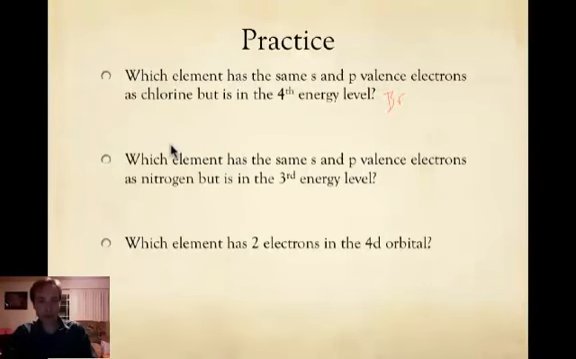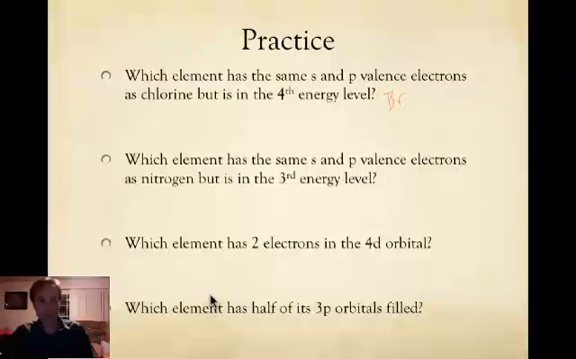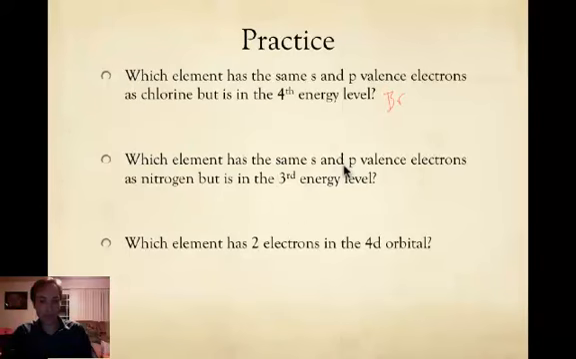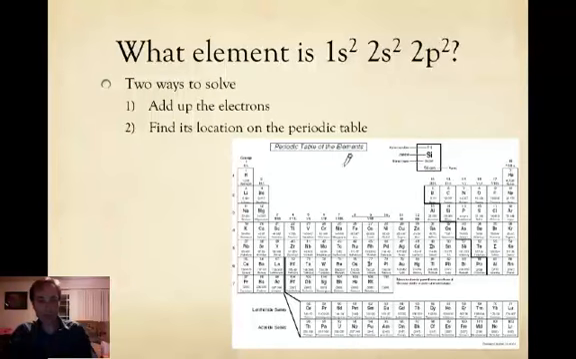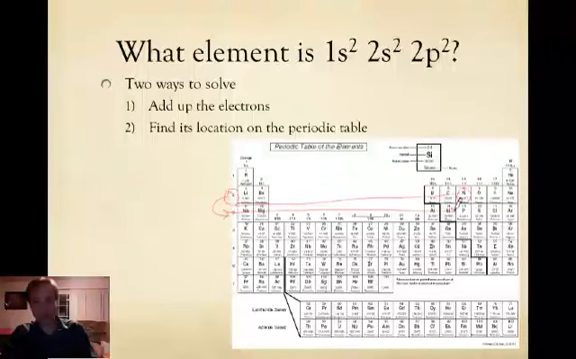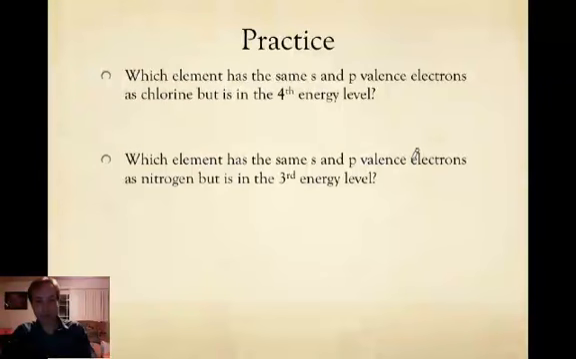What I'd like you to do now is take a look at these 3 questions and see if you can answer these on your own. Okay, so pause the video and then come back and see if you got them right. Alright, so the first one says, which element has the same s and p as nitrogen but is in the 3rd energy level? So same s and p as nitrogen. Nitrogen is here. It's in the 2nd energy level. So we go down to the 3rd, cut back across. It's the element that's just below it, which would be phosphorus. So that answer would be P for phosphorus.